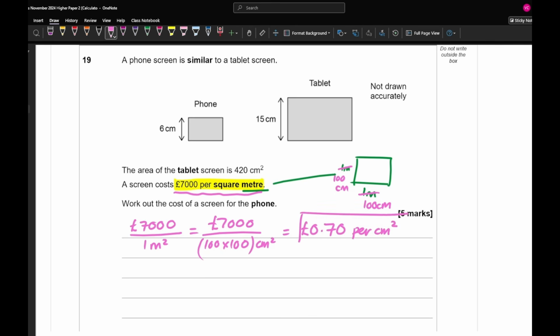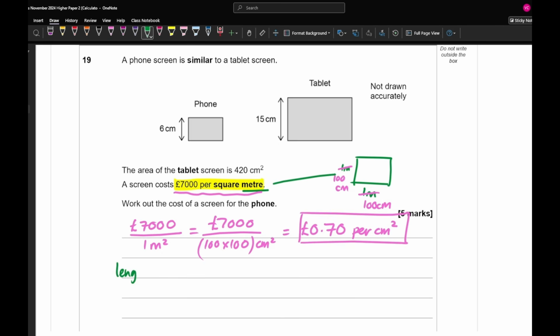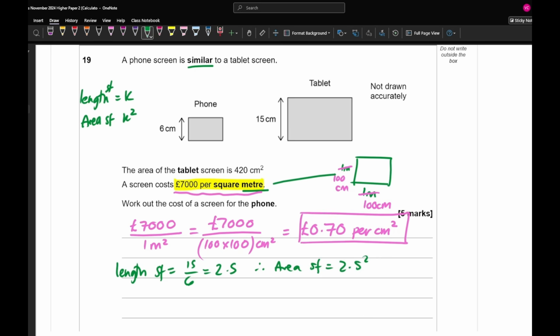Now, once I've got the new price per square centimeter, I then need to go about working out what the area of the phone screen is in centimeters. Now here, as they're both similar, if the length scale factor is k, let's say, then the area scale factor is going to be k squared. So if the length scale factor is 15/6, which is 2.5, then the area scale factor is going to be 2.5 squared, which equals 6.25.